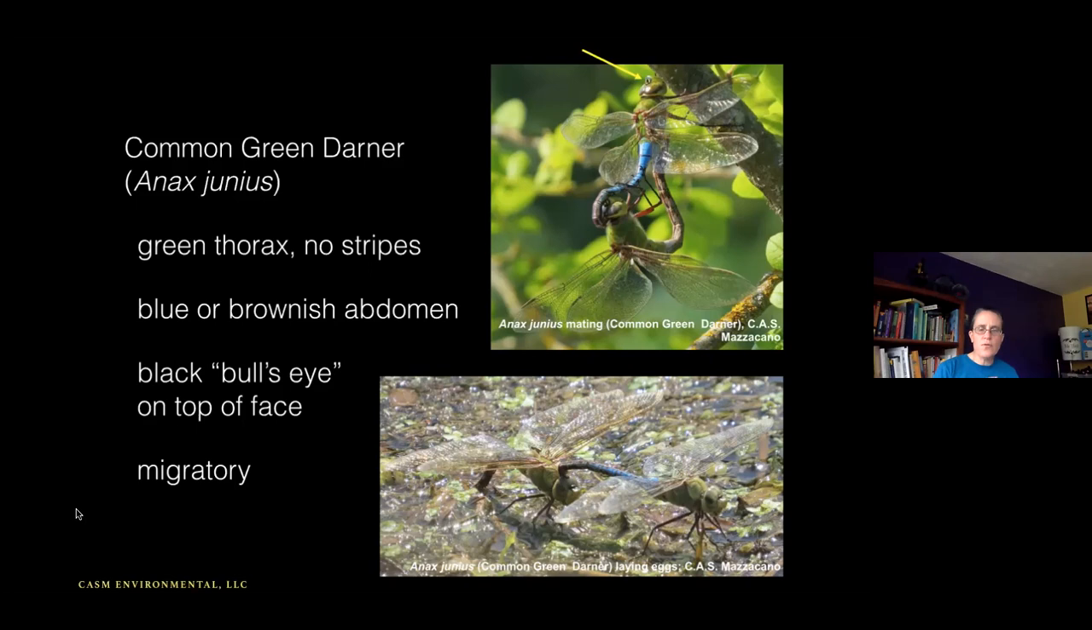They develop more rapidly. And when they emerge as adults, they don't hang around to mature. They don't hang around to feed and to find a mate. They take off to the south.